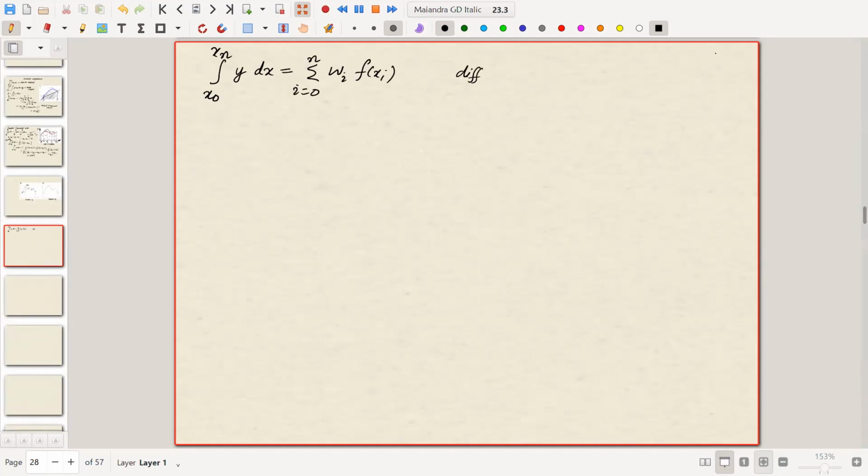Different choices of w_i give different numerical methods for integration. This is the main take-home message for numerical integration. You can even see for the trapezoidal rule, this w_i is different. For Simpson's, you will see this w_i will be different.